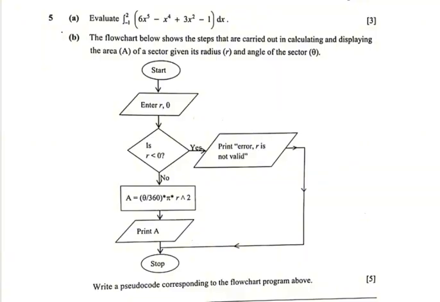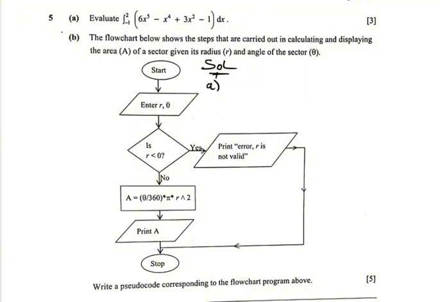Starting with A: evaluate the definite integral from -1 to 2 of (6x^5 - x^4 + 3x^2 - 1) with respect to x. There are 3 marks for this part.